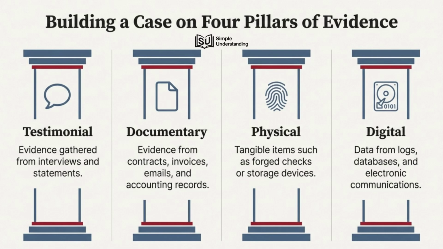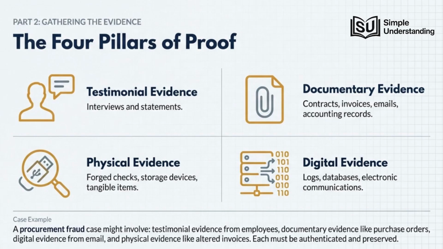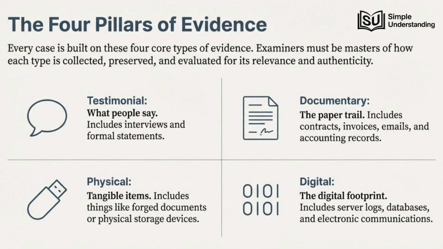3. Sources of evidence: testimonial, documentary, physical, and digital. Evidence in fraud cases comes from four main sources. Testimonial evidence includes interviews and statements. Documentary evidence includes contracts, invoices, emails, and accounting records. Physical evidence includes items such as forged checks or storage devices. Digital evidence includes logs, databases, and electronic communications.